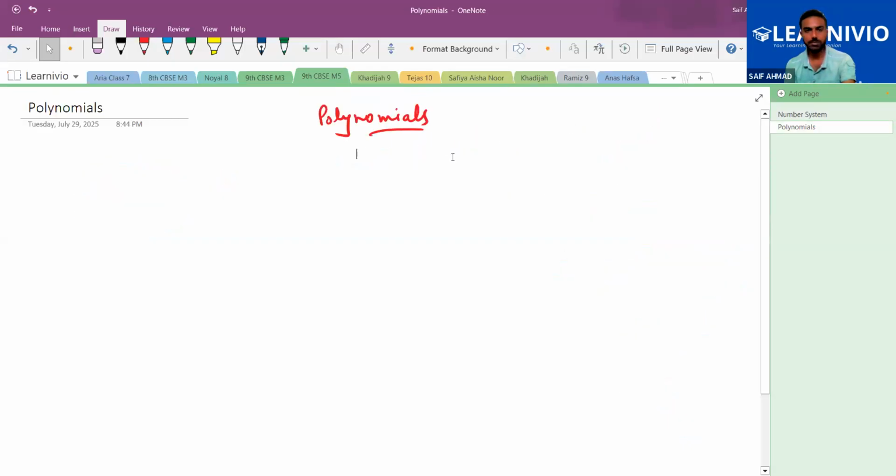So we're starting the new chapter, polynomials. So what are polynomials? Polynomials are the algebraic expressions having variables and constants with fundamental signs of operations. So I'm talking about the variables and constants. First we should know what are variables and what are constants.